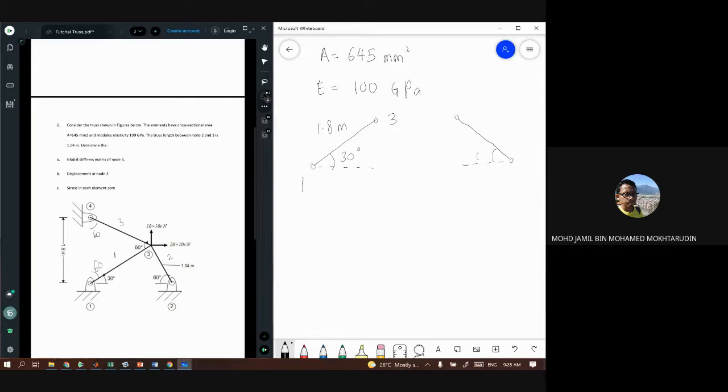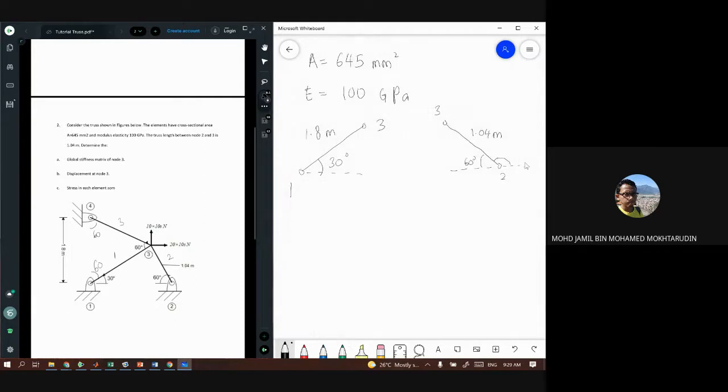Okay, so this is 60 degree, and node number 2, node number 3. And then the length is 1.04 meter. Okay, so we need to use this angle in your calculation of cosine and sine. So this angle made from x-axis is equals 120 degree.